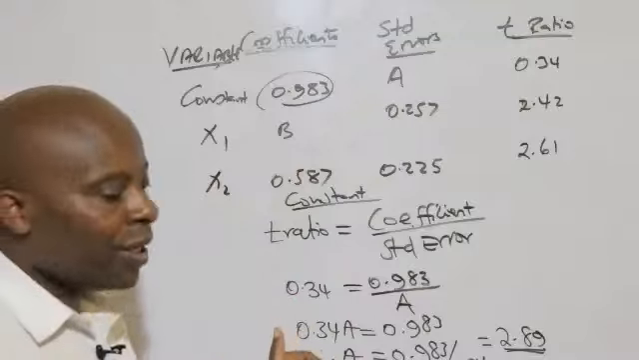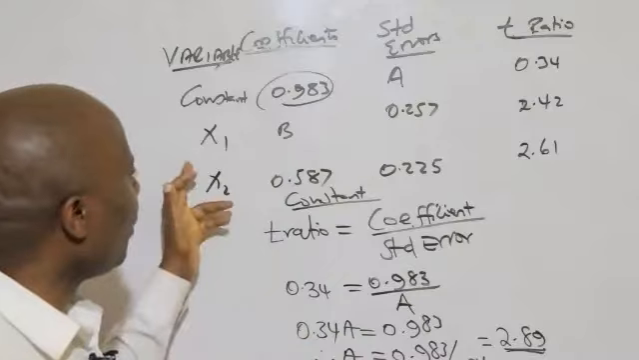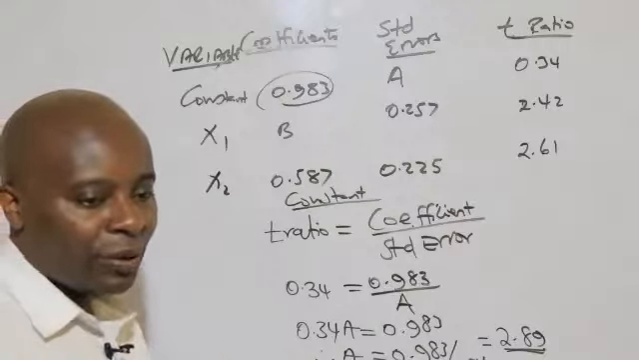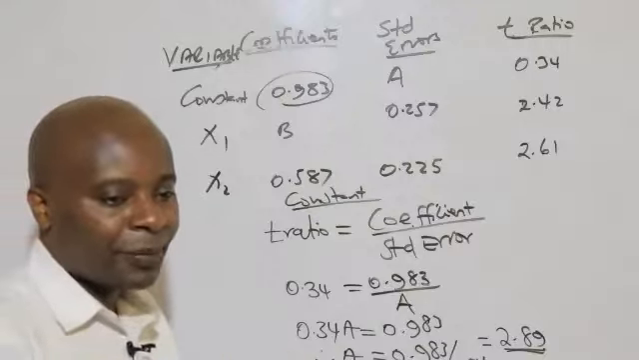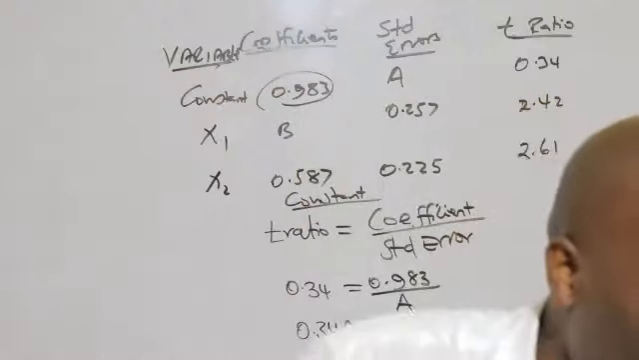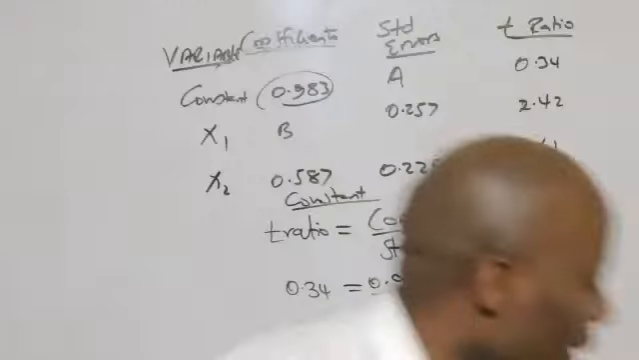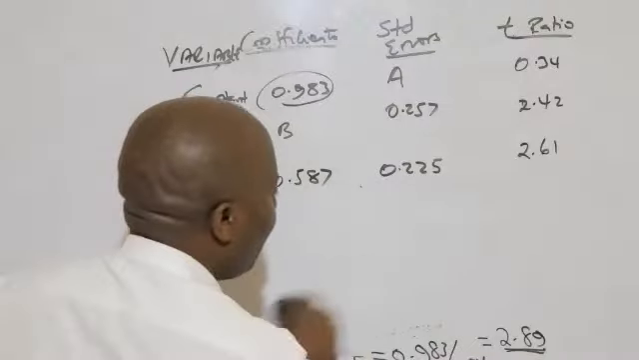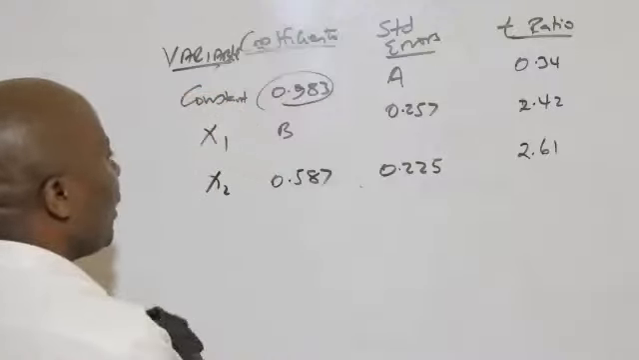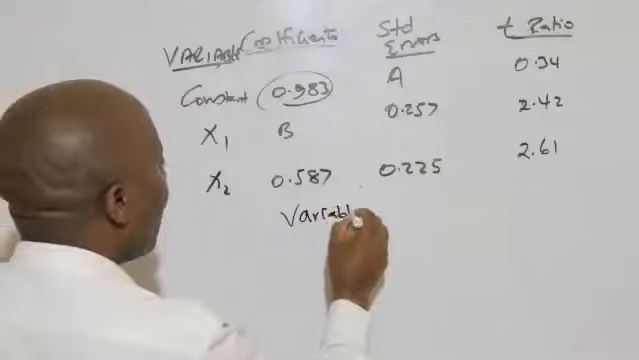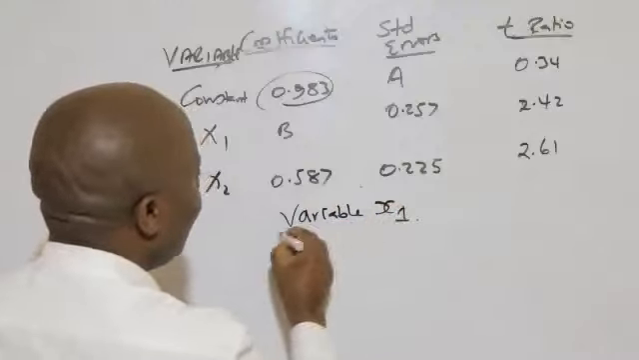So straight away now, we go to the second variable, which is x1. If you allow me, I'll come and delete this. So we have here variable x1, and I can see something missing.